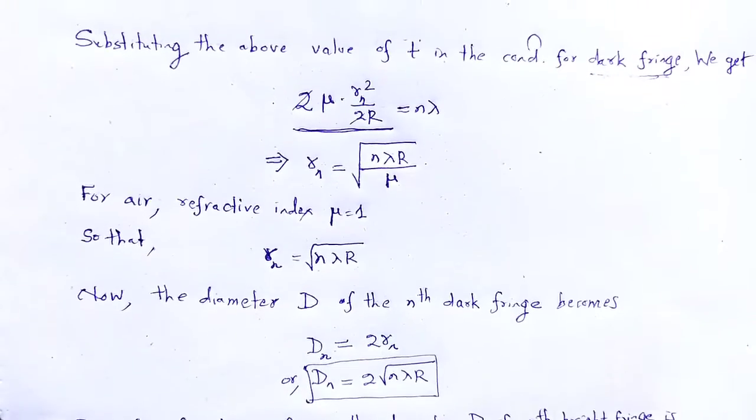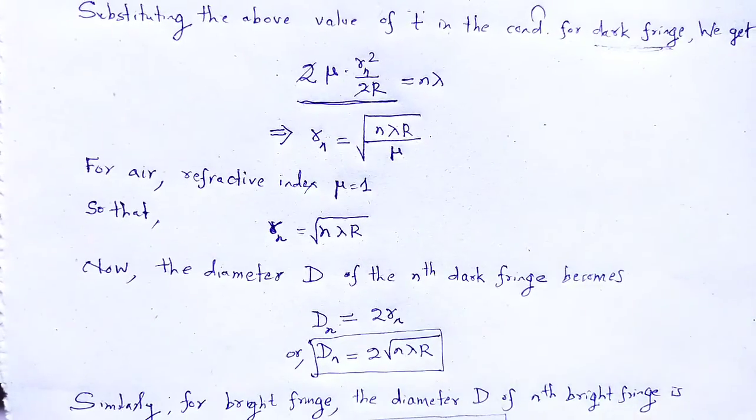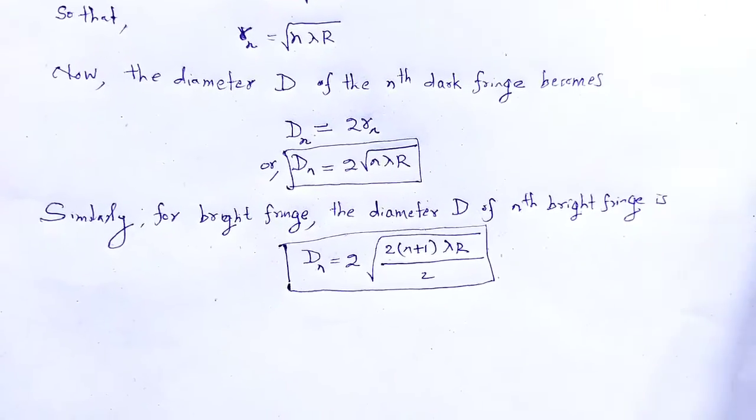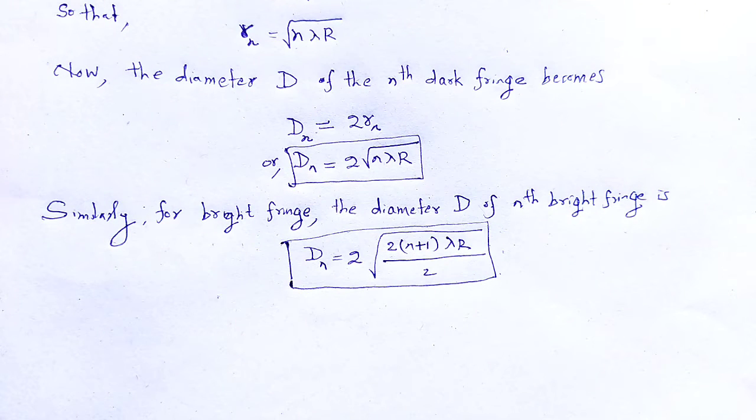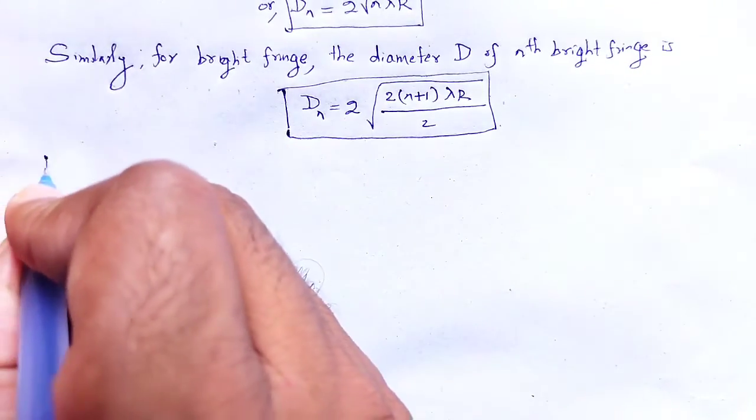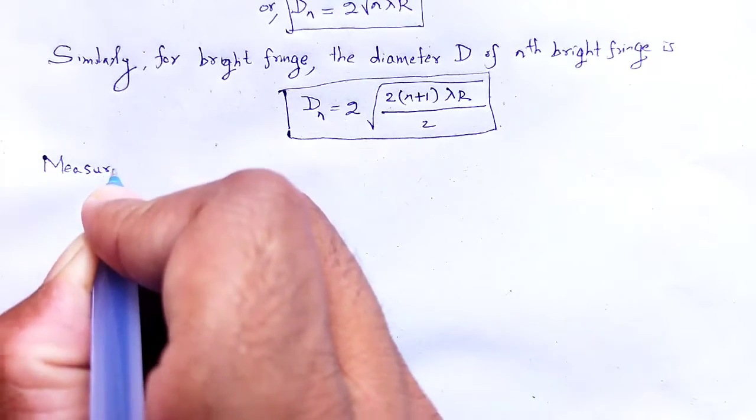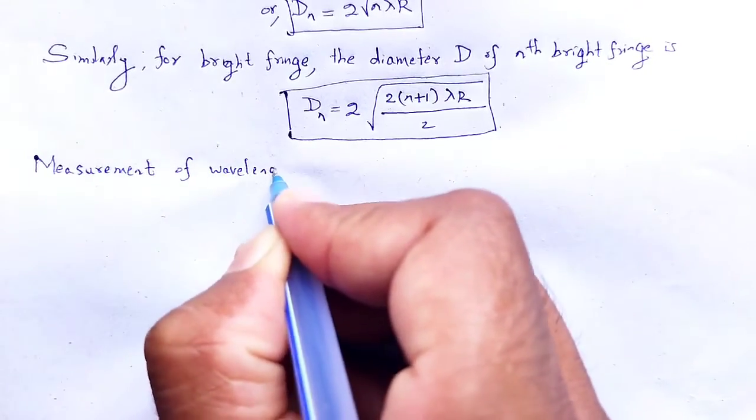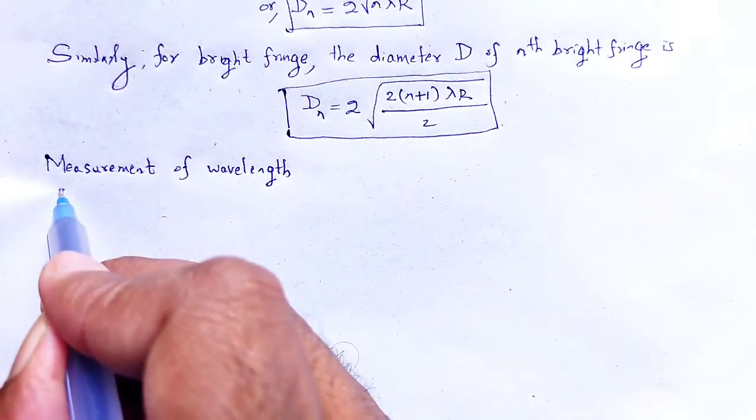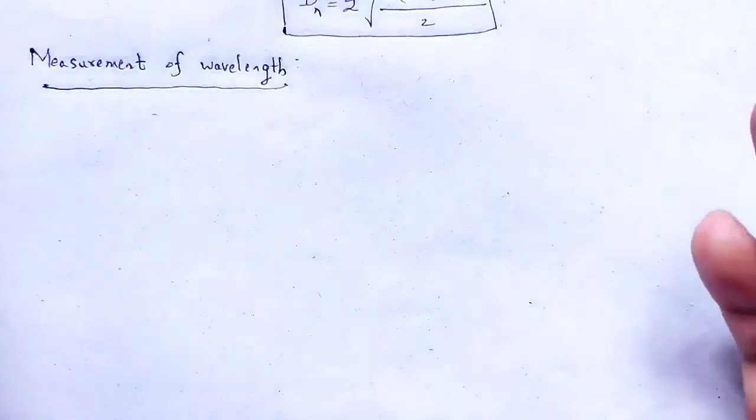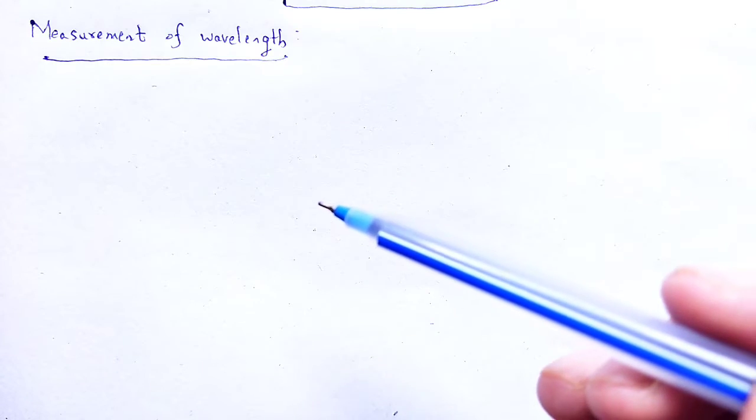Using these mathematical formulas, or using that Newton's ring experiment, we can evaluate the wavelength and refractive index. Let us calculate the measurement of wavelength. How is the wavelength of any light wave measured by using Newton's rings? Here we use the concept of the dark ring.